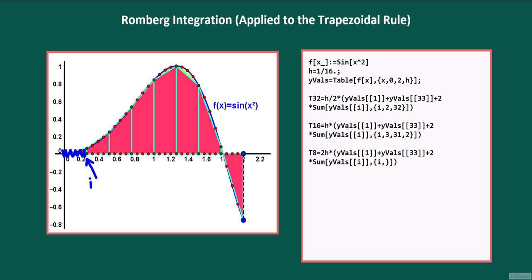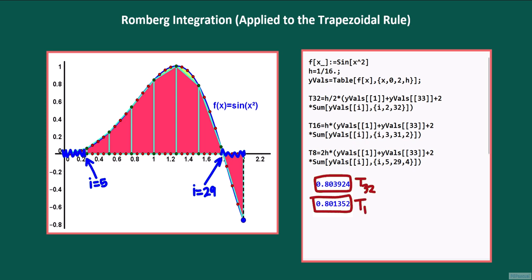This time I starts at 5 and ends at I equals 29. I also increases by 4 at a time. We evaluate all the lines of code. And voila, we have T sub 32, T sub 16, and T sub 8.